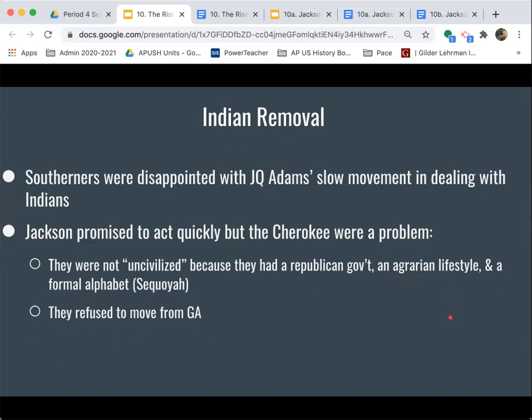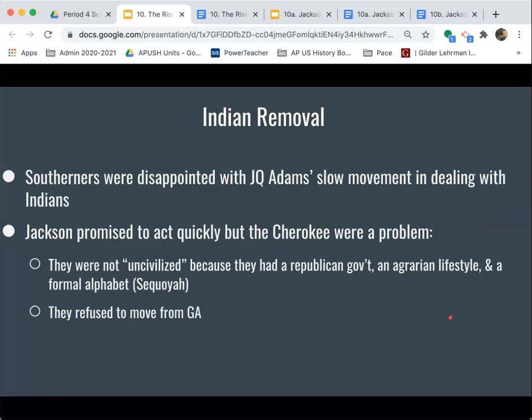Jackson promises, when he's elected on this platform of westward expansion, states' rights, get rid of the Native Americans, to act quickly, to move them out of the way, to either negotiate with them or force them out. But one tribe in particular causes the most problems altogether, and that's the Cherokee tribe. Now, the Cherokee tribe is in the southeastern United States at the time, Florida, Georgia.